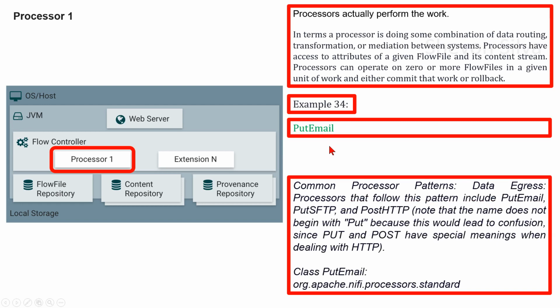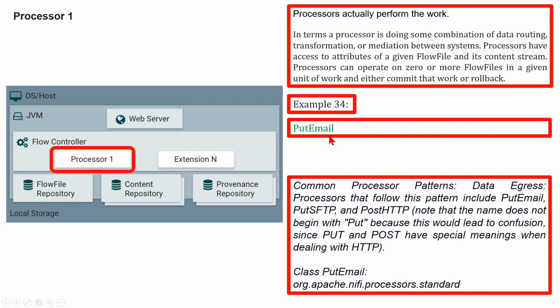Now we are considering data egress in common processor patterns. Processors that follow this pattern include PutEmail, PutSFTP, and PostHTTP. Note that the name does not begin with Put for HTTP because this would lead to confusion, since PUT and POST have special meanings when dealing with HTTP.